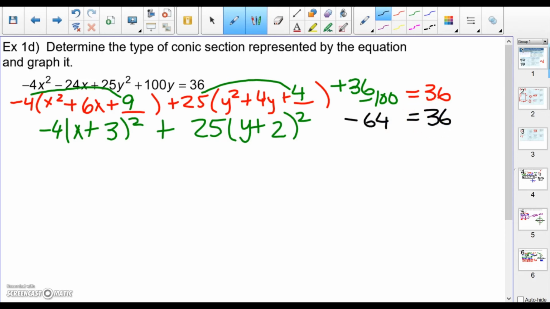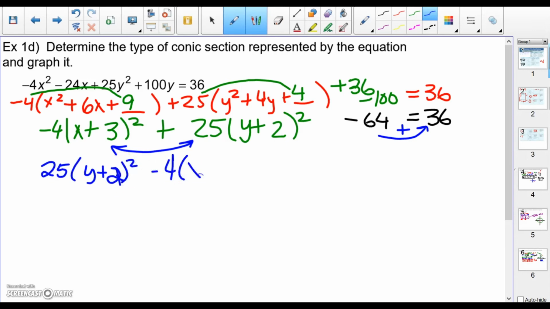When I look at this, I can tell it's a hyperbola because one of the variable terms is negative and the other is positive. Okay, so right now we already know it's going to be a hyperbola. I'm going to do two things in this step. I'm going to add this 64 over, but I'm also going to switch these around. We like the positive term to be first. So if I switch those around, I would have 25 y plus 2 squared minus 4 times x plus 3 squared equals 100.